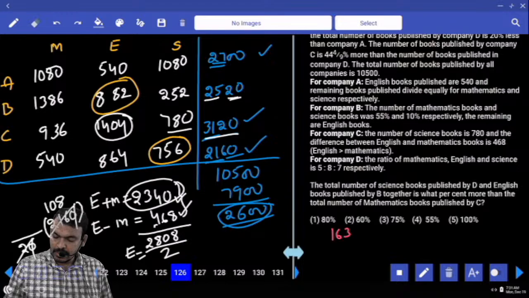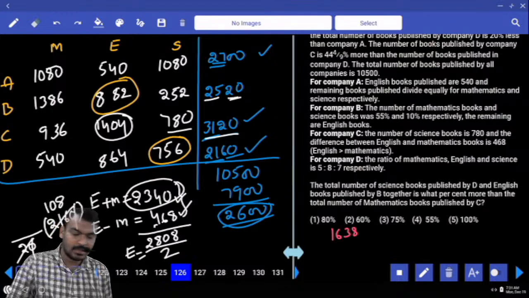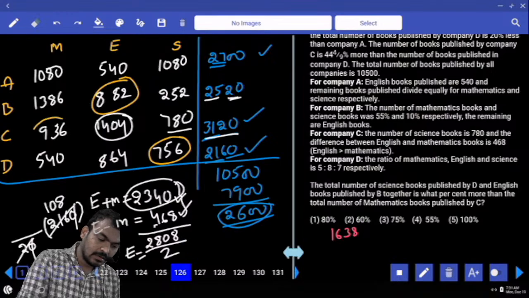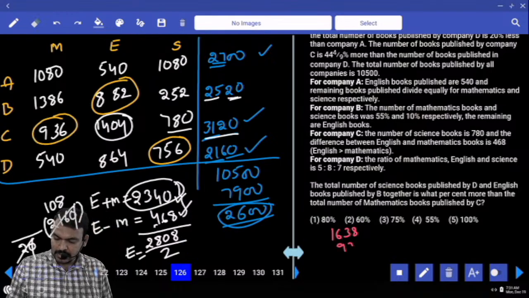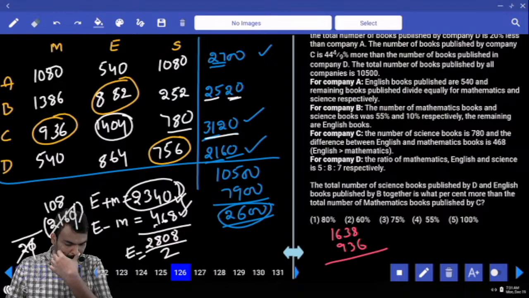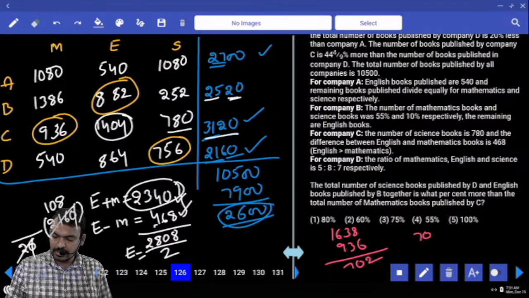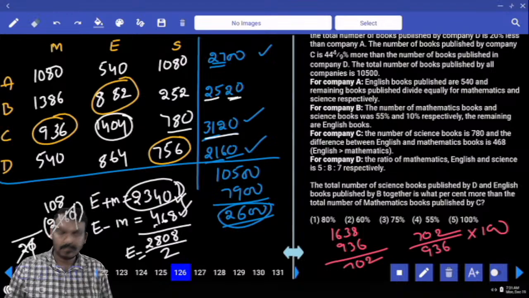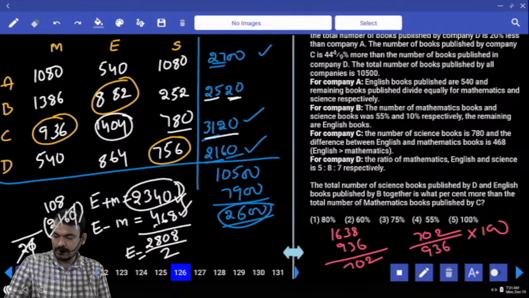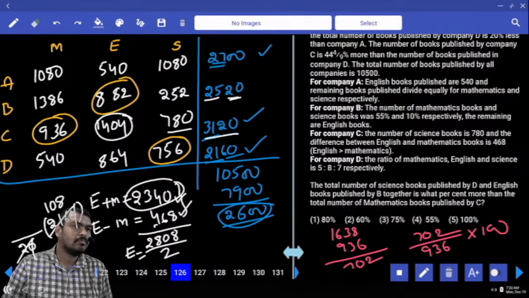1638 is what percent more than the mathematics of C? What is the maths in C? 936. 1638 compared to 936, how much more? 702, or not? That 702 is calculated on which one? 936 into 100. Okay, it is more than 70%, or not? Means it is considered 75 or 60? 75. Or what is the half of 936?